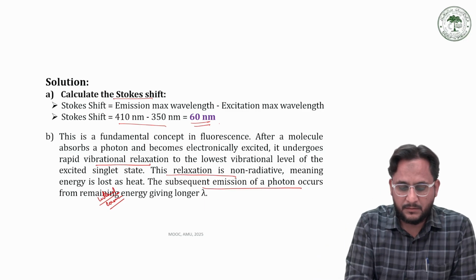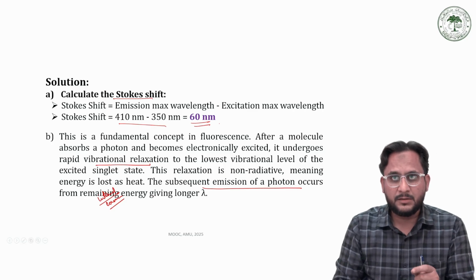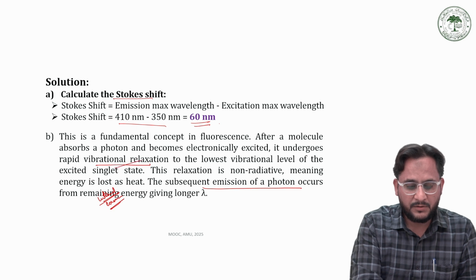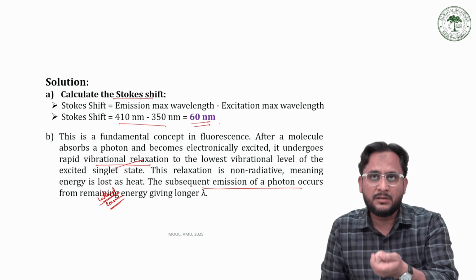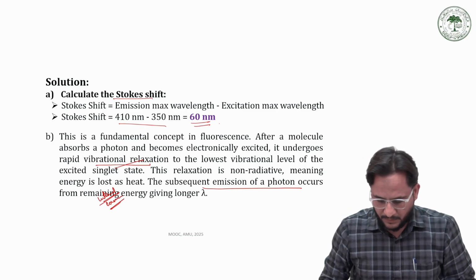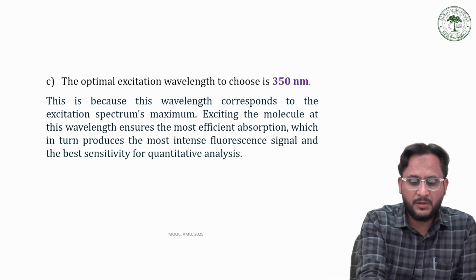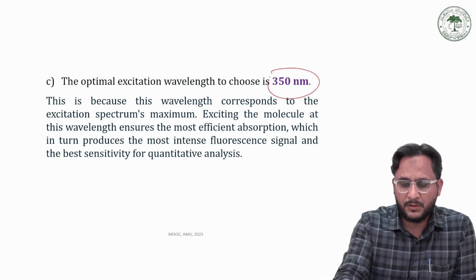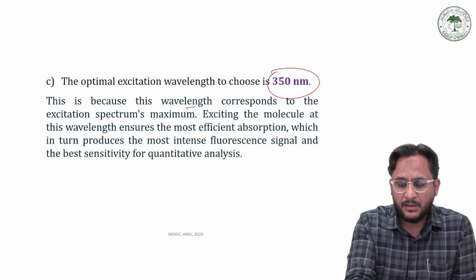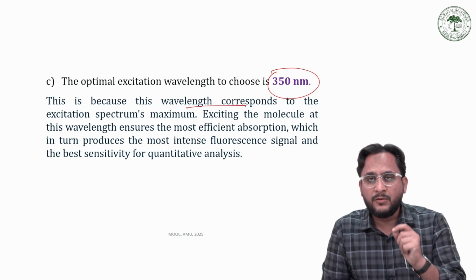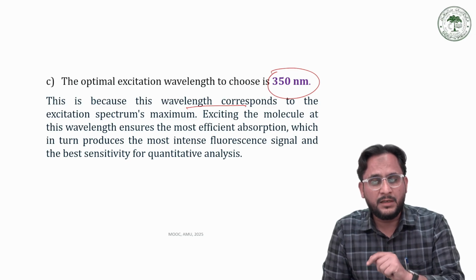So this relation, as I just mentioned, due to internal conversion and vibrational relaxation, some energy is lost, and the remaining energy is released. Of course, since the energy is low, it is released at longer wavelength. Now the third question is, what excitation wavelength would you choose and why? The optimal excitation wavelength to choose is 350 nanometers, which is already given in this question. This is because, according to Vavilov's rule, the excitation wavelength does not affect the wavelength of the emitted light.